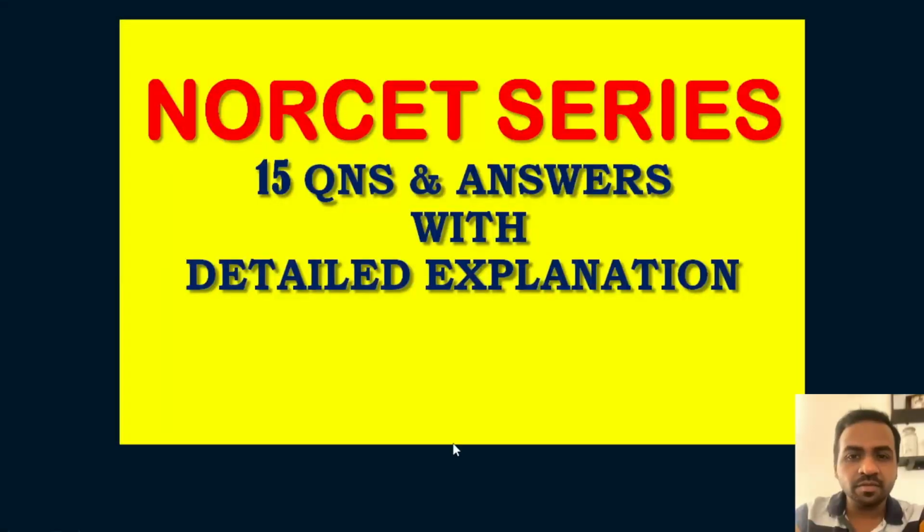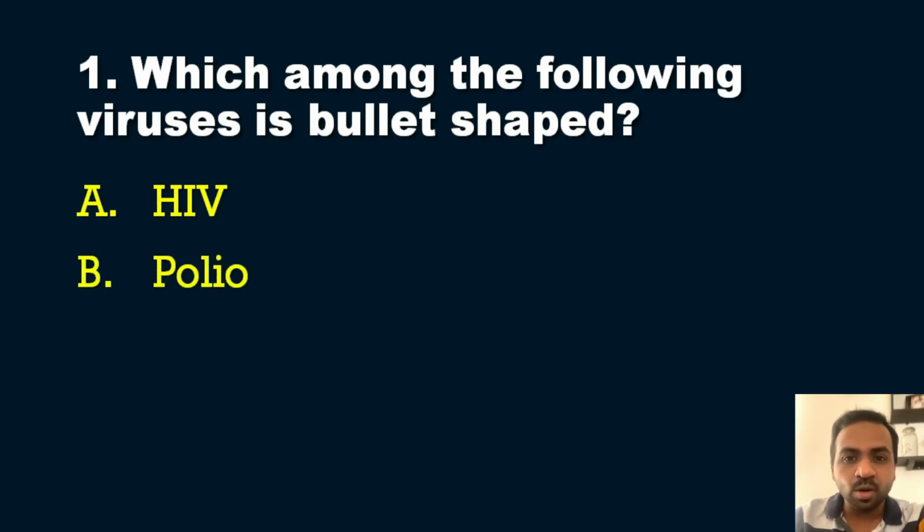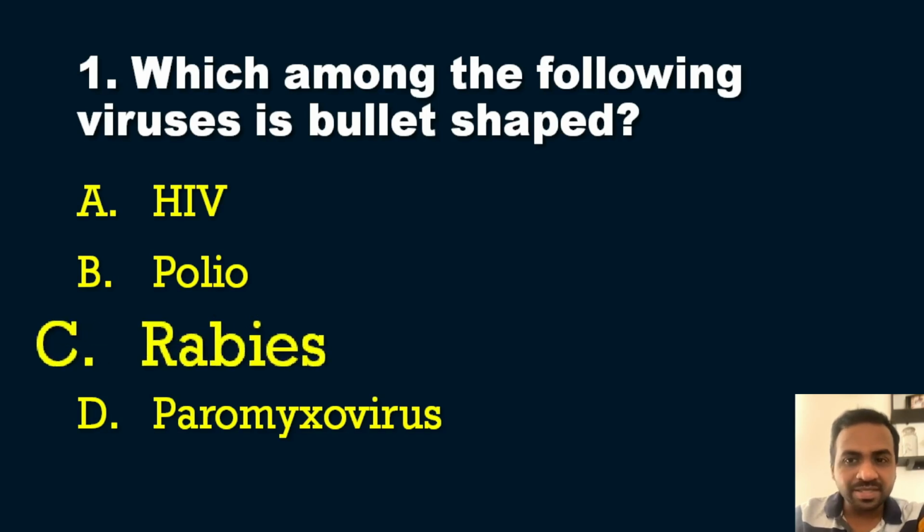The first question is on the screen right now, and it is from community health nursing. Which among the following viruses is bullet shaped? Very simple question. The options are: option A, HIV; option B, polio; option C, rabies; and option D, paramyxovirus. Among these, which is bullet shaped? The first question itself is a simple question. The answer is option C, rabies.